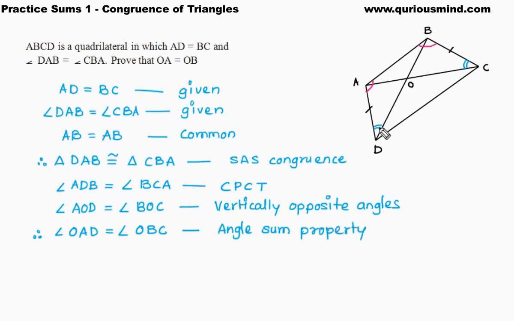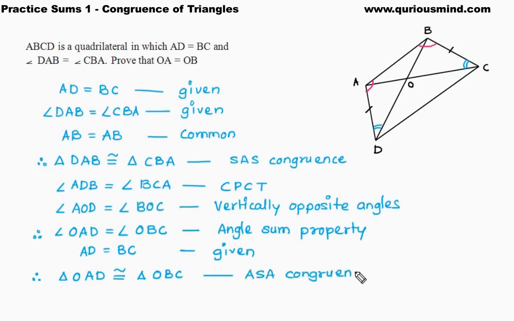Now we know this angle is equal, this angle is equal, and this side is equal. AD is equal to BC, that is given. And hence, these two triangles are congruent using angle side angle. And now that gives us OA is equal to OB, which is CPCT, corresponding part of congruent triangle, and hence proved. Let's go to the next sum.